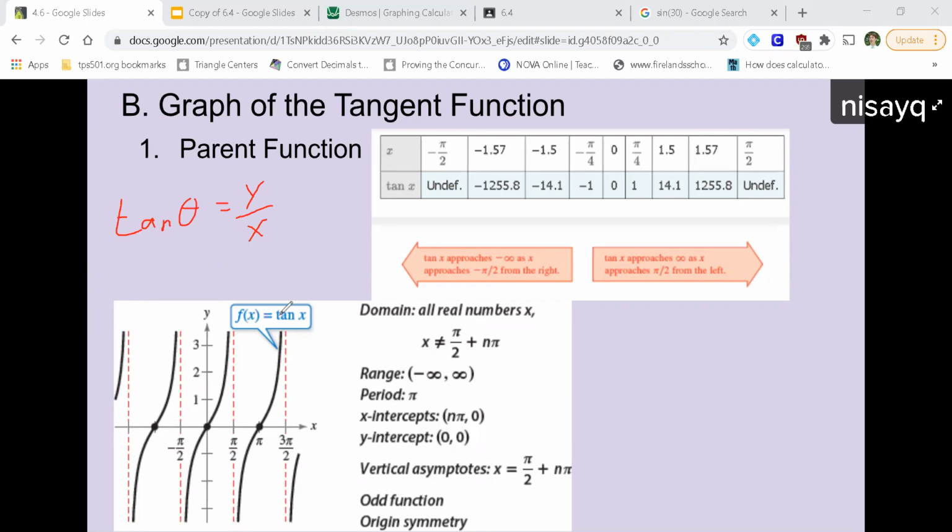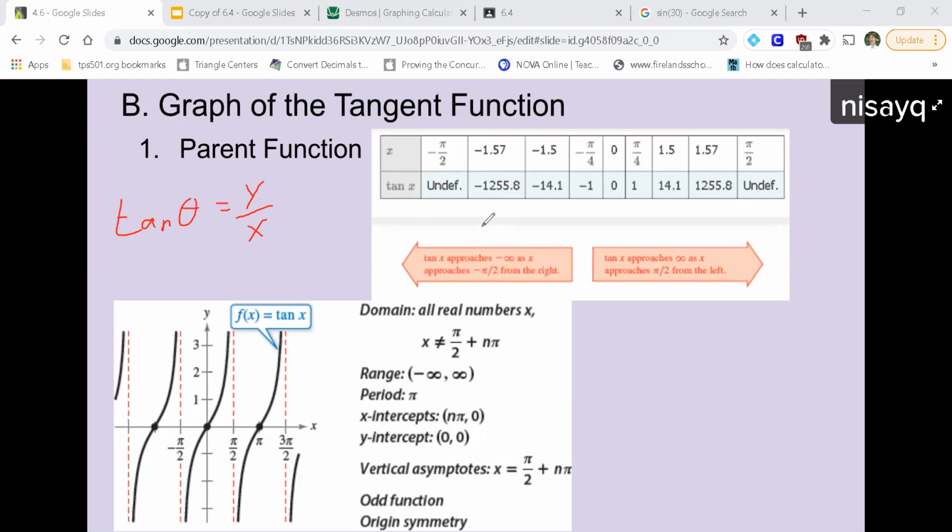You should also note that tangent is an odd function. It is symmetric about the origin. If you rotate it 180 degrees about the origin, it'll land on top of itself. So that gives us 3 key points we can use to graph: an asymptote, an intercept, and an asymptote. Ideally, we would like 5.